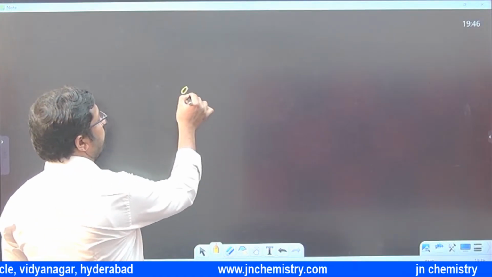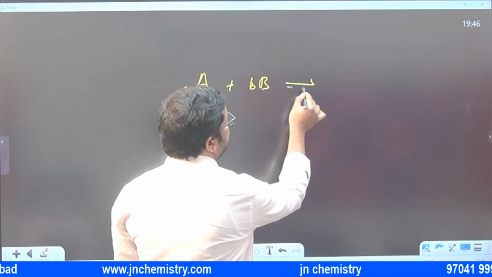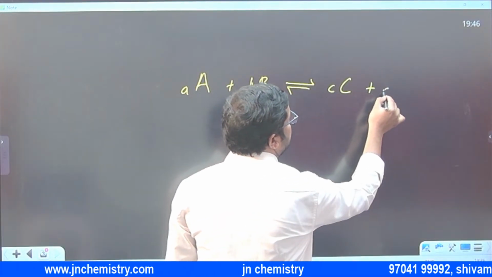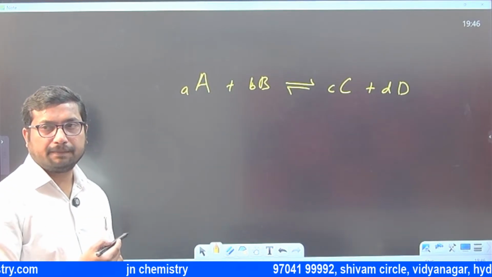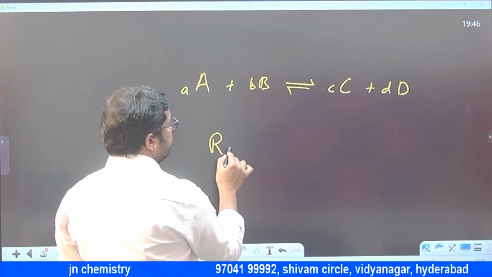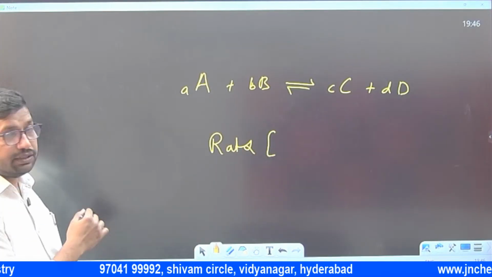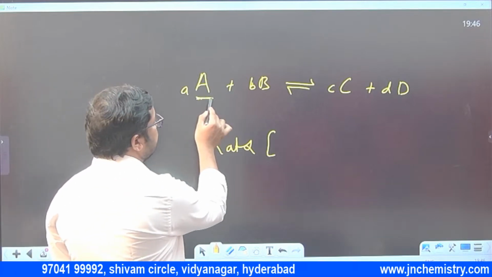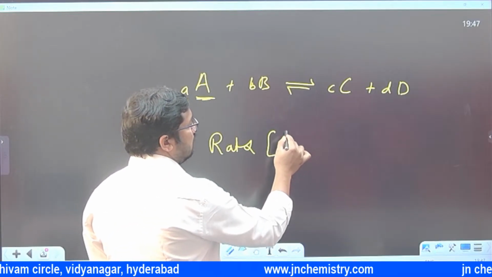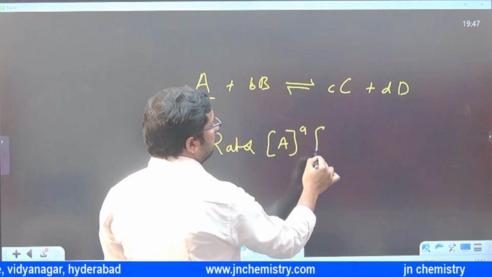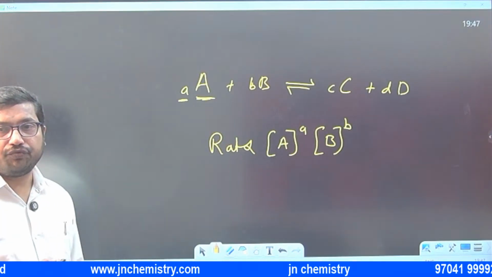Imagine, for example, aA plus bB gives rise to cC plus dD. This is the equation. According to the law of mass action, the rate is directly proportional to the concentration of, in this case, the reactants. We take the reactants' concentration. This is the main part, this is the coefficient. So [A] power a and [B] power b. This is called the law of mass action.